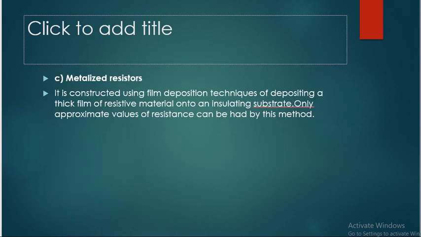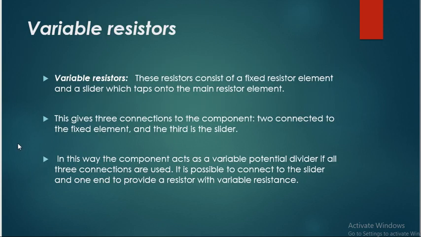Next is metallized resistors. It is constructed using film deposition techniques of depositing a thick film of resistive material onto an insulating substrate. So only approximate values of resistance can be had by this method. So these are the categories that come under fixed type of resistors. Now we have to start with the variable types of resistors.